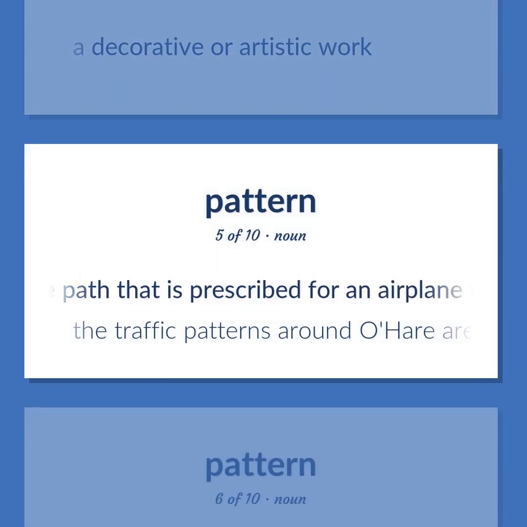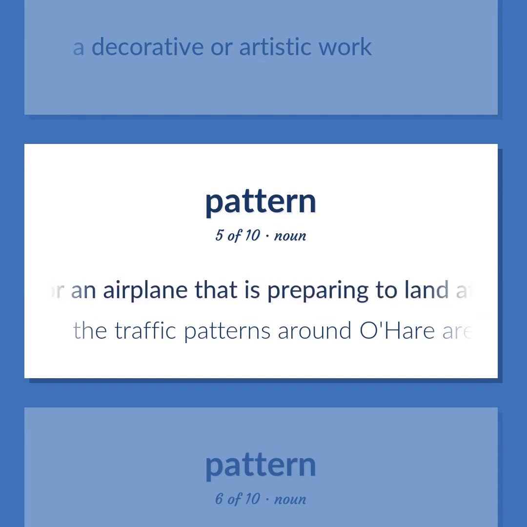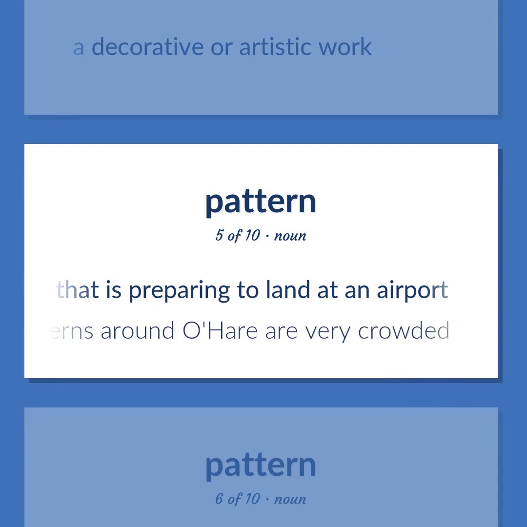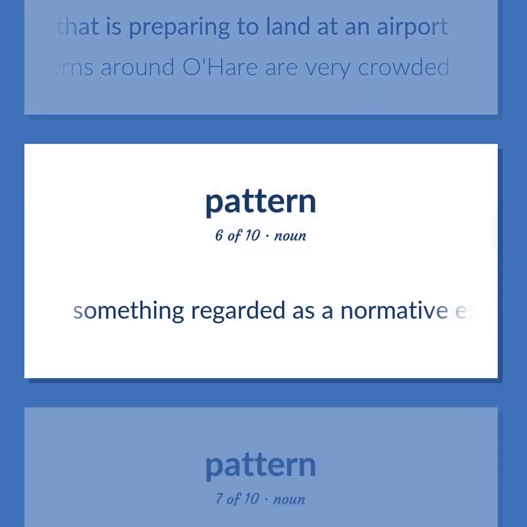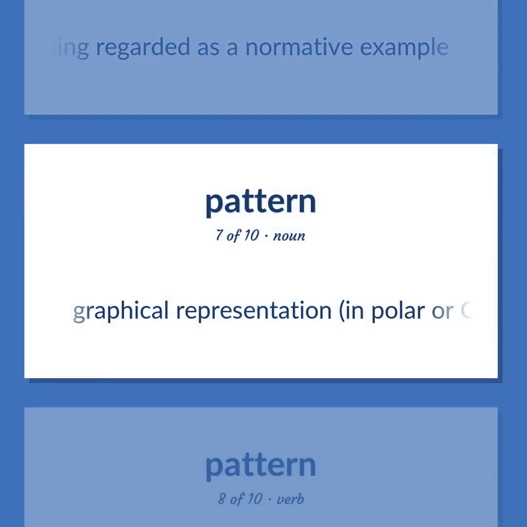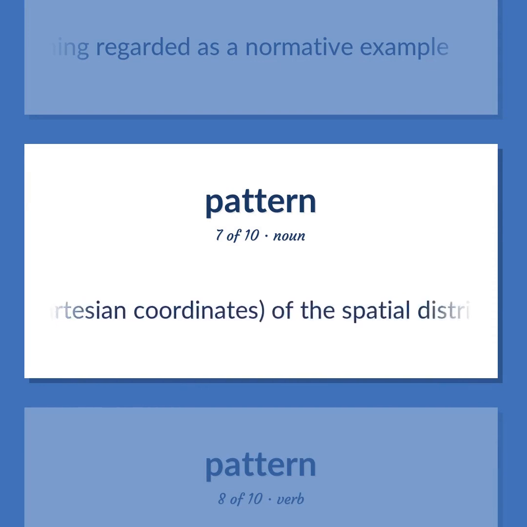The path that is prescribed for an airplane that is preparing to land at an airport. The traffic patterns around O'Hare are very crowded. Something regarded as a normative example. Graphical representation, in polar or Cartesian coordinates, of the spatial distribution of radiation from an antenna as a function of angle.